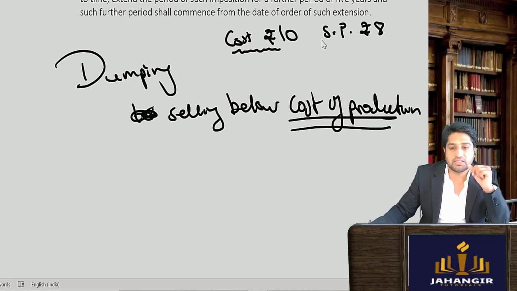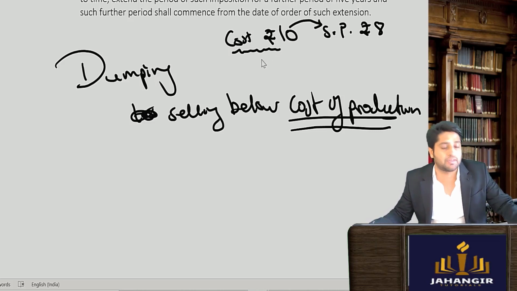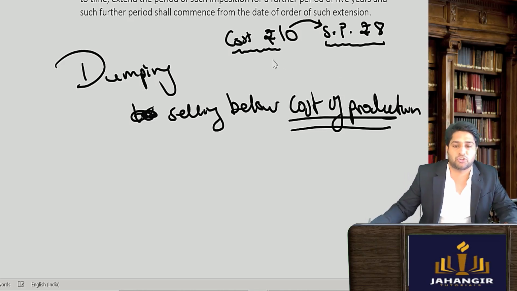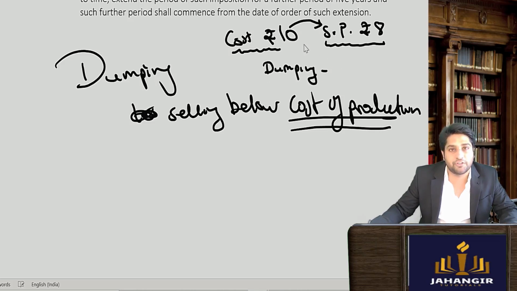Now what is happening? You are making it for 10 and selling it for 8. This is called predatory pricing. It's a technique to penetrate into the market. You are selling below the cost of production. So what is the dumping amount? कितने का dump हो रहा है? It is the difference between these two, so it is rupees 2.